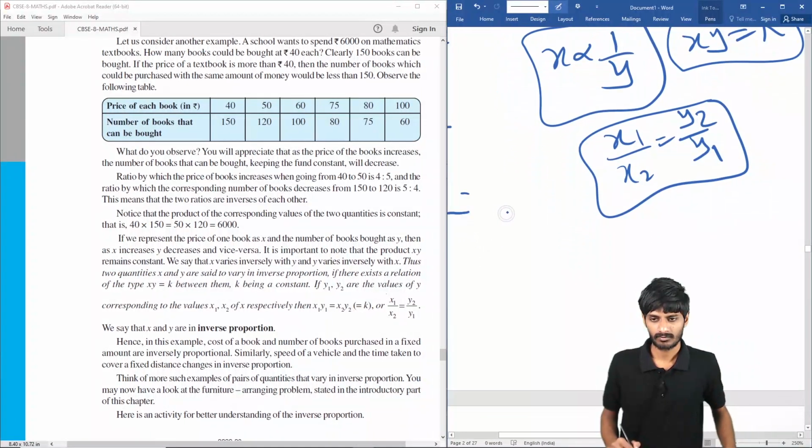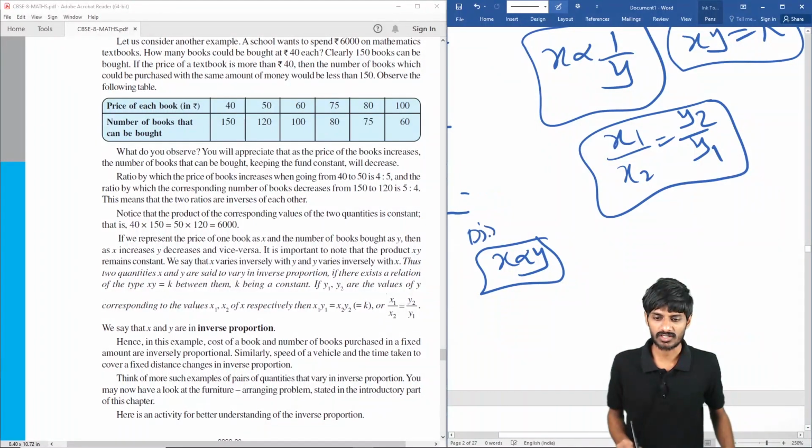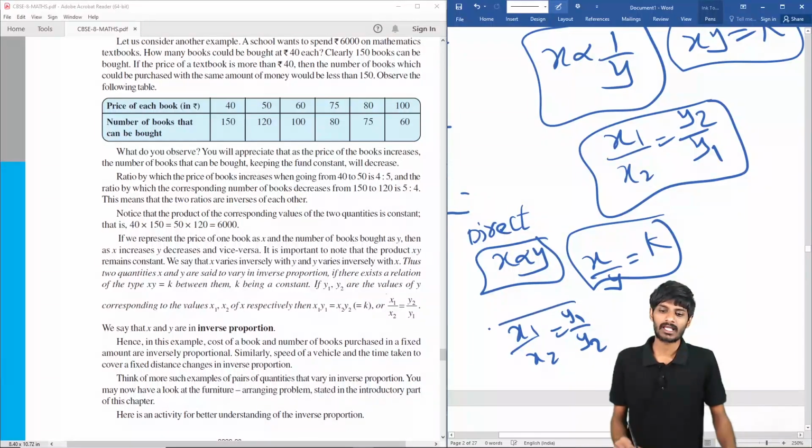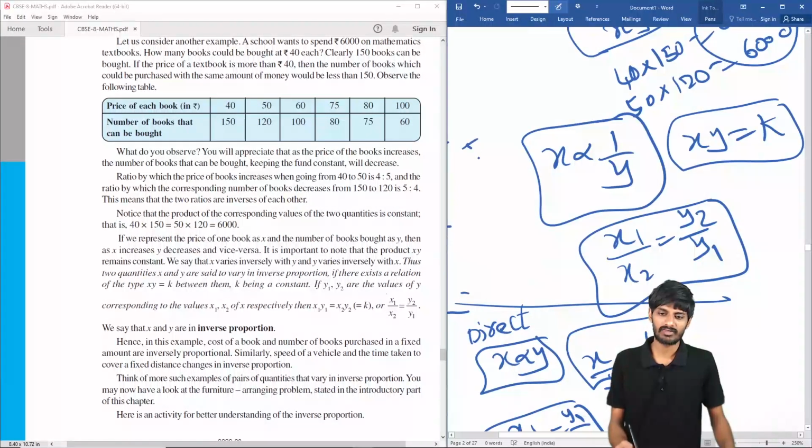But in the previous case, if you compare, x is directly proportional to y in the case of direct relations, and x by y is equal to a constant, and x1 by y1 is equal to x2 by y2, which you can rewrite as x1 by x2 is equal to y1 by y2 in the case of direct relation. This is the difference between direct and indirect.